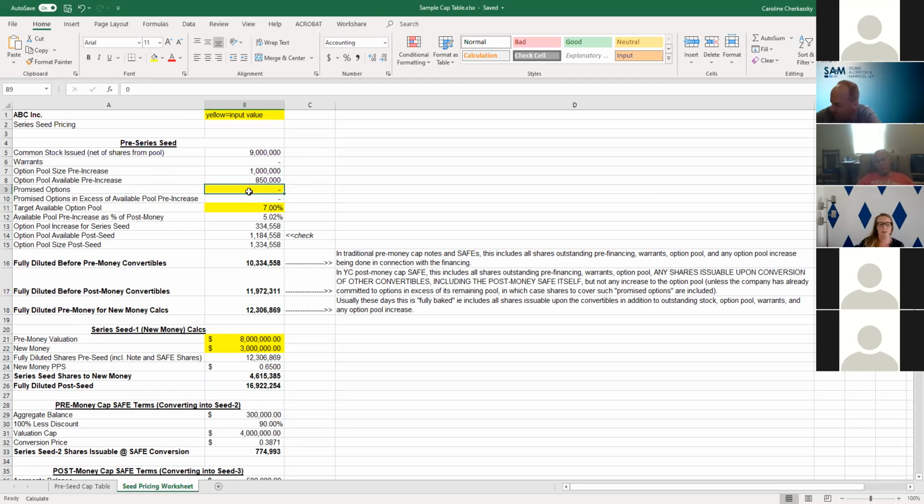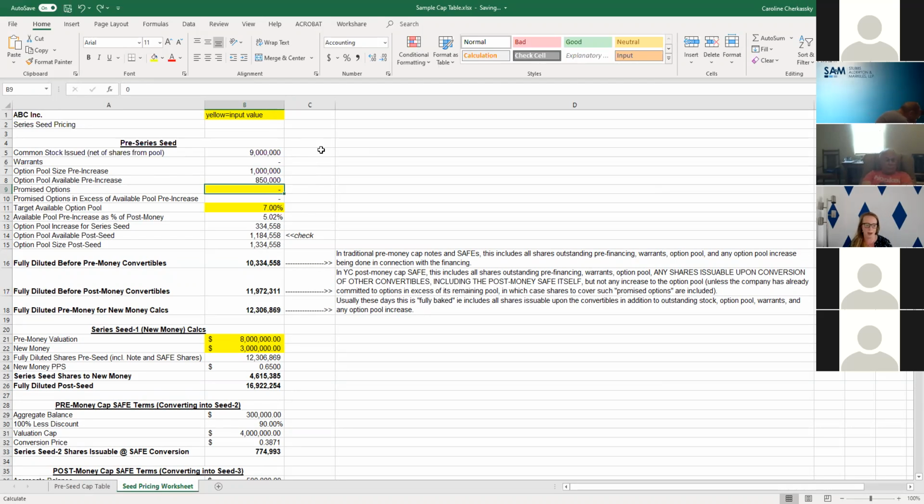So promised options means options that you have, in this case it's 0, but let's say it was 1 million, then you would show that you had a shortfall in the pool being available pre-increase. Right, then this promised options in excess, that 150K, gets added to the pre-money here input. So just watch out for that, and this should be an input too for pre-money SAFEs, frankly.